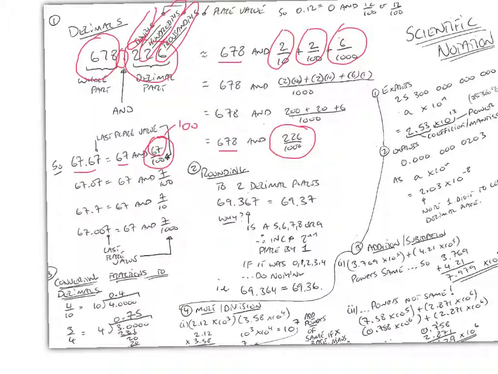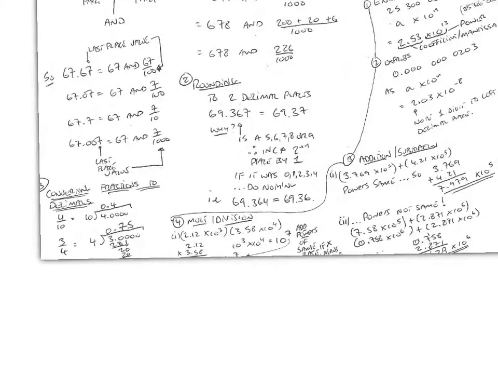Okay, 67.07 is the same as 67 and 7 hundredths, because we have 0, 7, 2 places, so we're talking about hundredths. 67.7 is the same as 67 and 7 tenths, 1 place, so we're just talking about tenths. And finally 67.007 is the same as 67 and 7 thousandths, because we have 3 places here, so we're talking about the thousandths place value. And now we think about rounding to 2 decimal places.